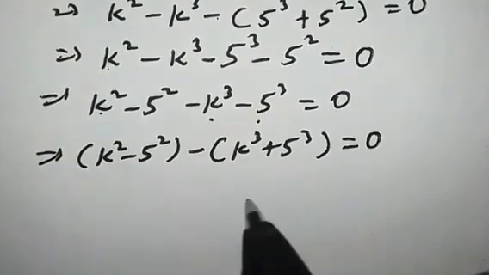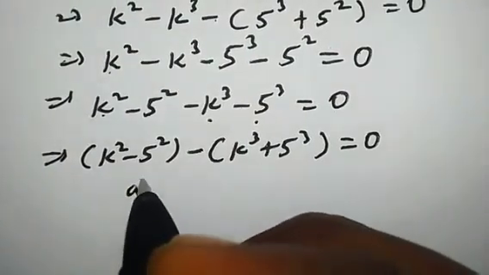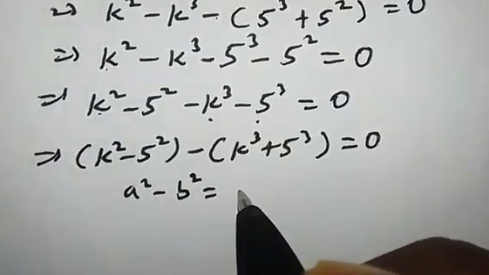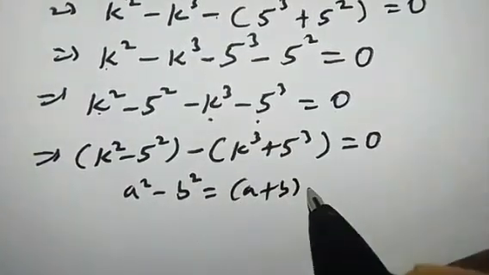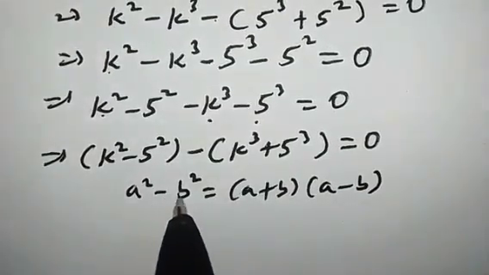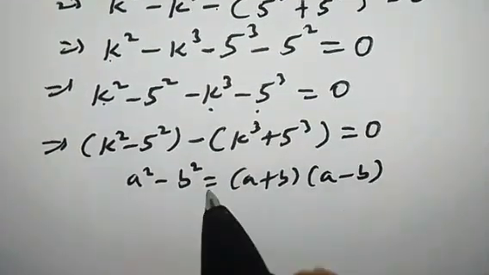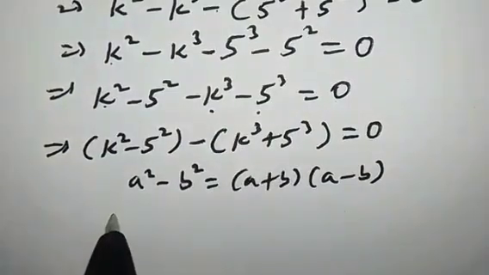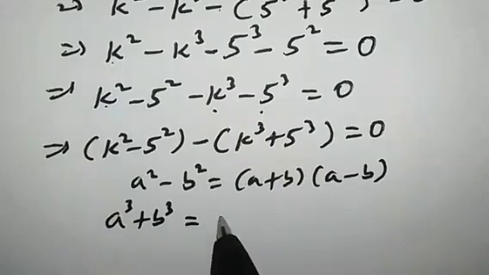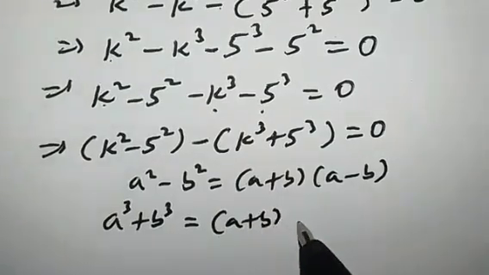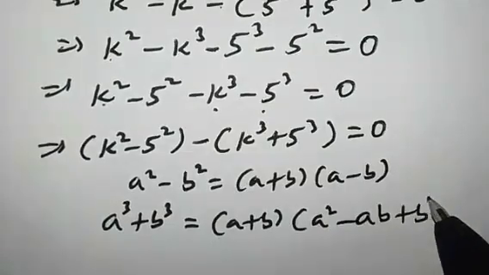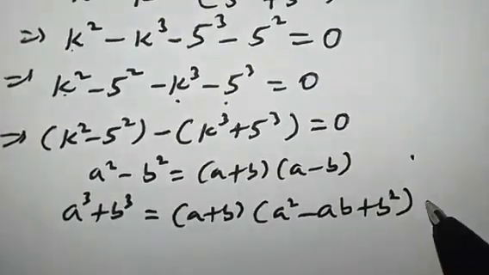First, recall that a square minus b square is equal to a plus b times a minus b. This is just a difference of two squares. Also recall that the sum of two cubes, a cube plus b cube, is equal to a plus b times a square minus ab plus b square. So take note of these two properties.